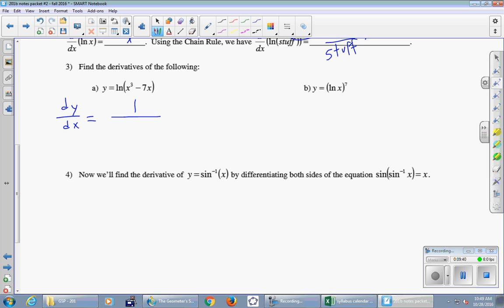1 over what? Okay, that's 1 over the stuff. And then times the derivative of the stuff. So times what? 3x squared minus 7. Technically, this is wrong. What did I forget to include? Parentheses, right? Because this looks like I'm just multiplying by 3x squared, and then after that, I'll subtract 7 from the whole thing. So sort of as a rule, put that in parentheses.